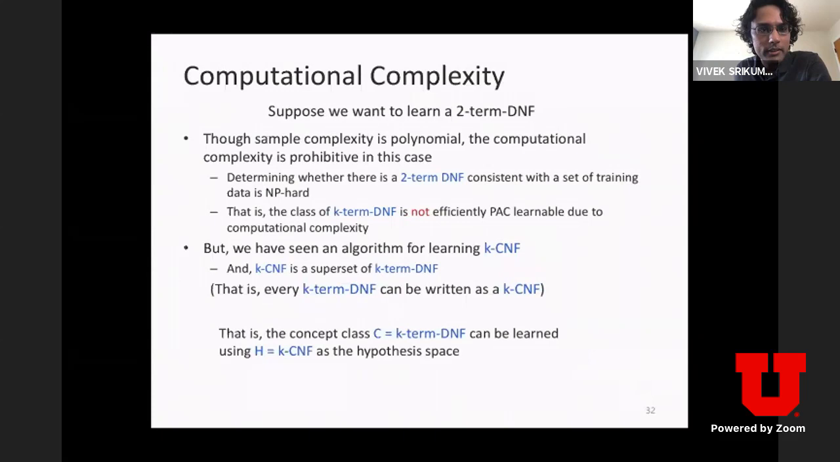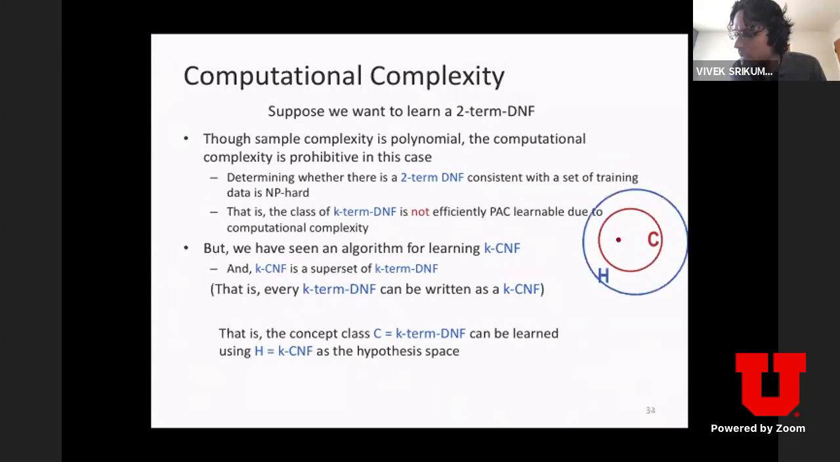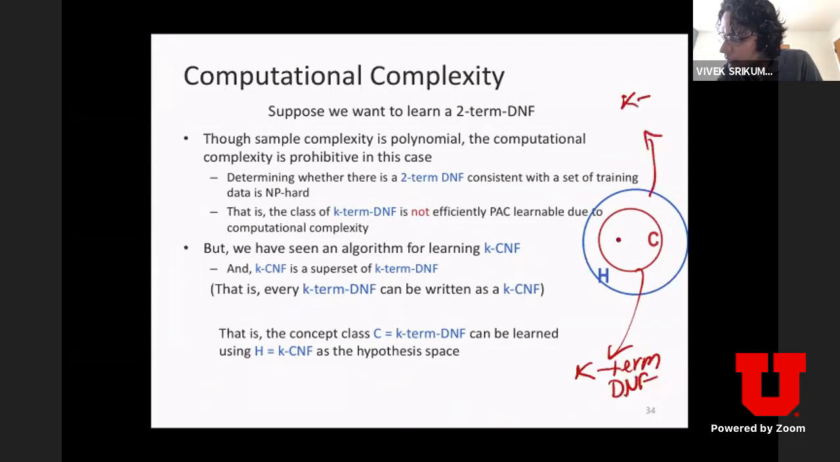What's happening is this concept class of k-term DNF, even if your learning algorithm is going to search that exact set, it's computationally intractable. If you search a larger set, so if this is your k-term DNF, the statement that kCNF is a superset can be seen as this picture here. If this is k-term DNF, this is the set of kCNF.